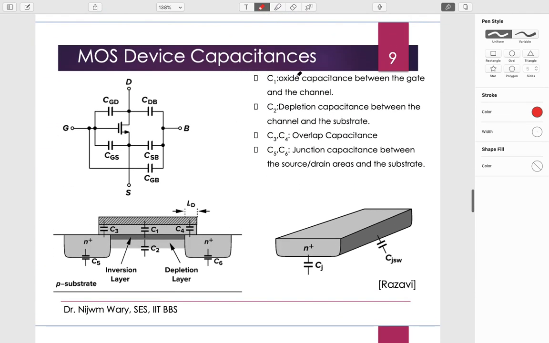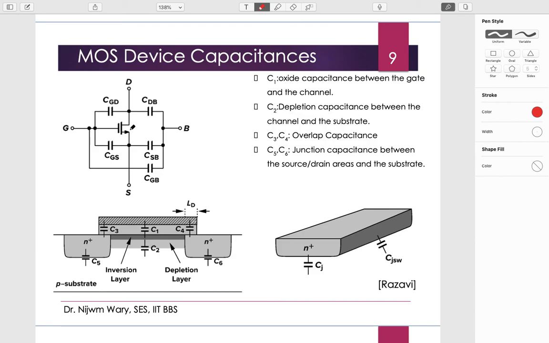MOS device capacitance. There are different kinds of unwanted, parasitic capacitances. The word parasitic means it's a parasite, which means something we don't want. These are the different kinds of parasitic capacitance that come along with a MOSFET.